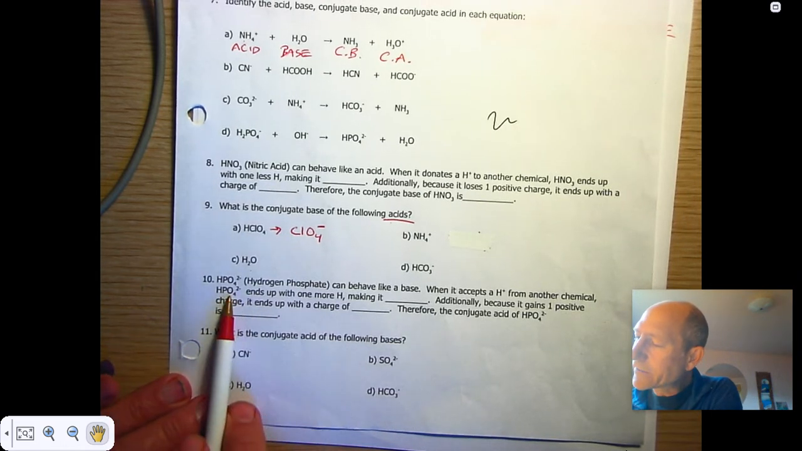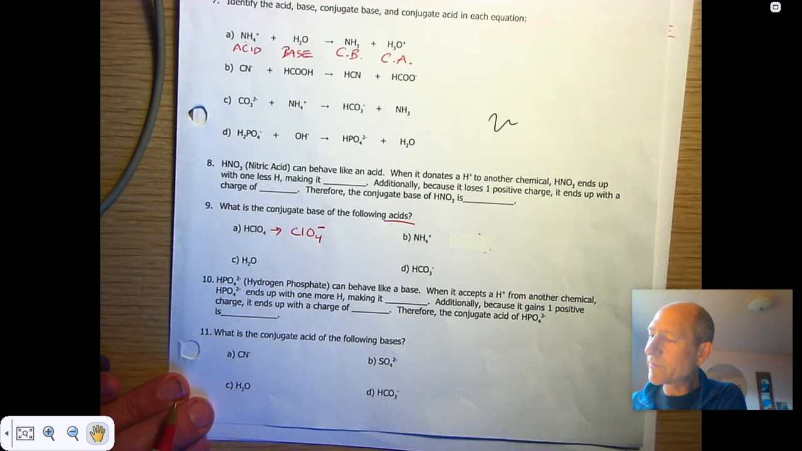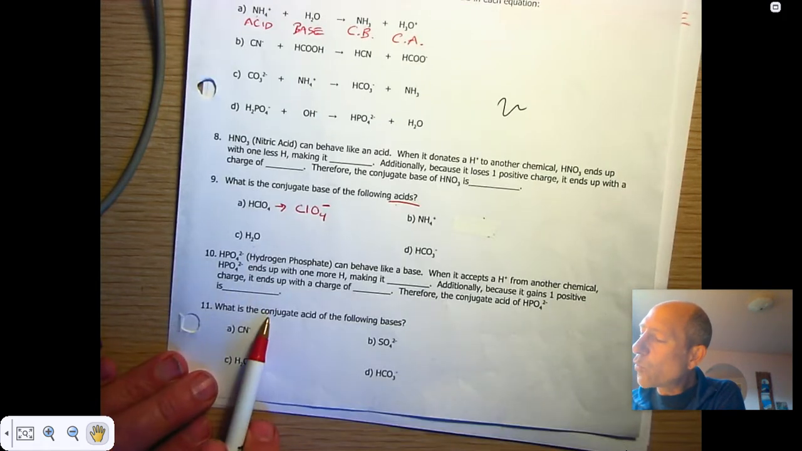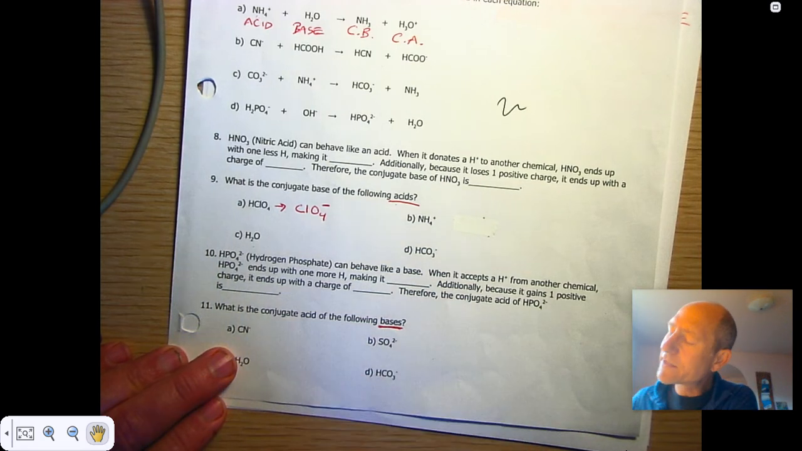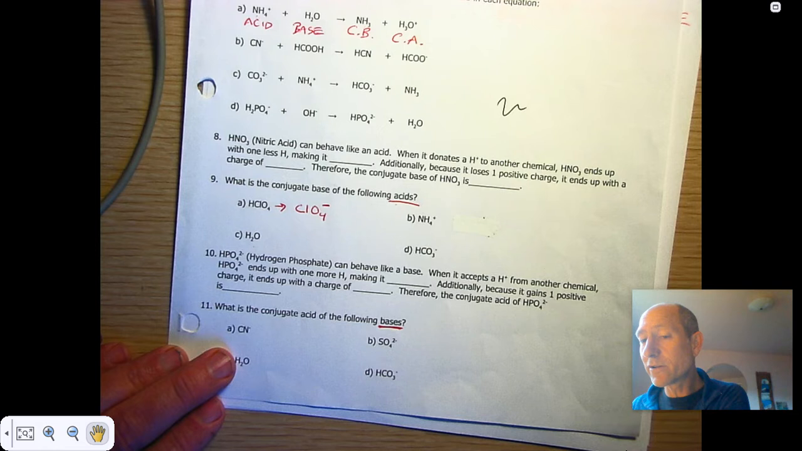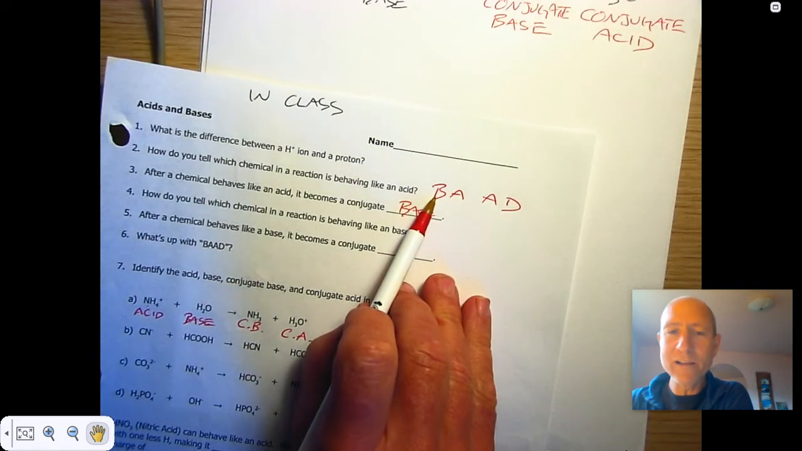Yeah? Okay, then go ahead and do this one. That's going to help you out a bunch. And then what is the conjugate acid of the following bases? So now these are bases. And what do bases do? Go ahead, tell me. What do bases do? Don't wait for me to say it. What do bases do? Go ahead and look up here.